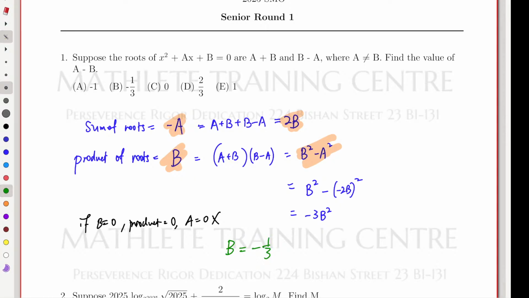And in that case, what will be the answer for this question? Well, you still have to calculate a, right? So a will be equal to negative 2b. So that's going to be 2 over 3. So a minus b is equal to 1. The answer is E.